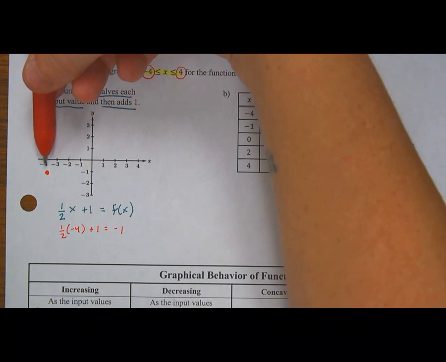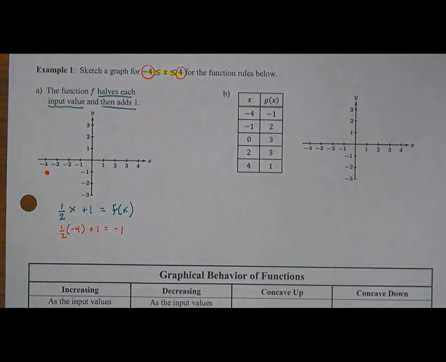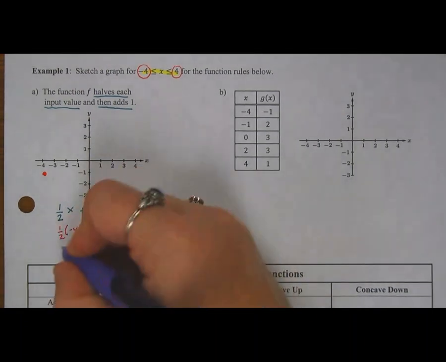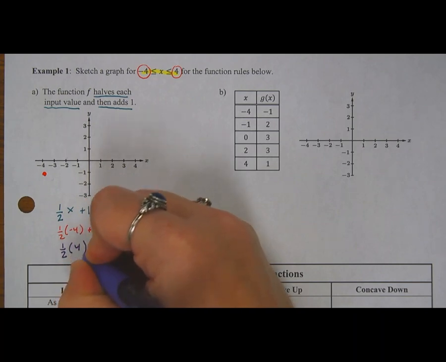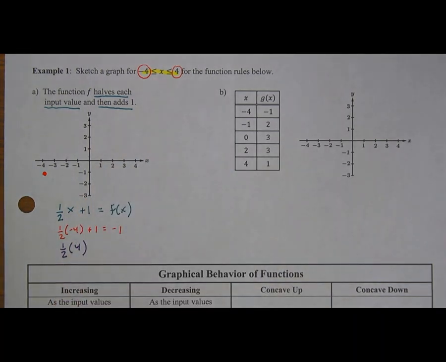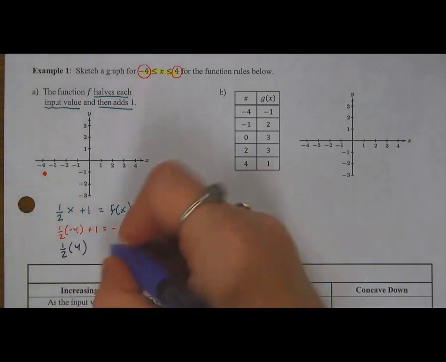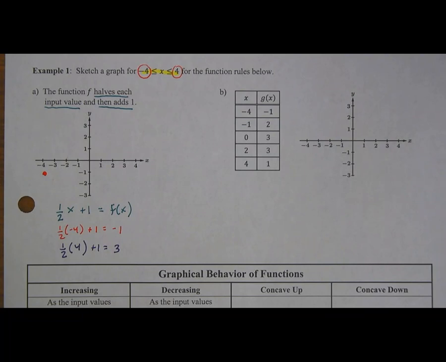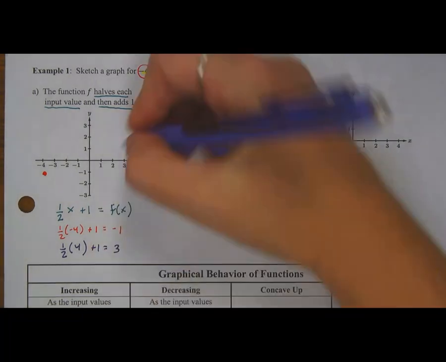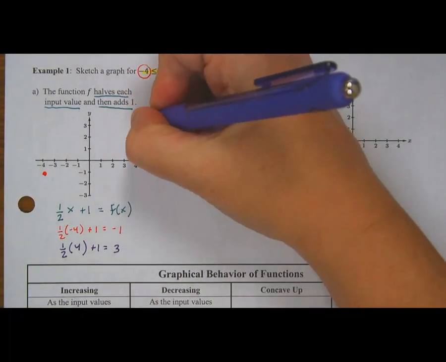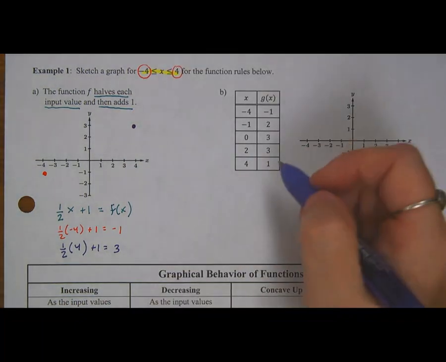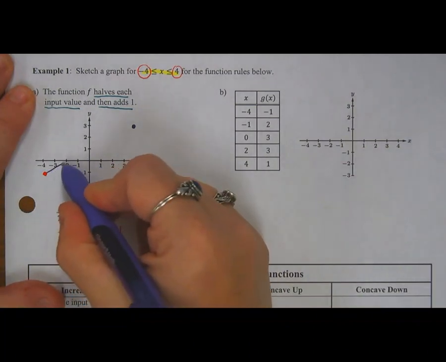So graph. Now let's use 4 as our input value. Essentially, let's plug in 4. And I'm not a teacher that's going to make you show work. So if you know, hey, half of 4 is 2 and 2 plus 1 is 3, and you just want to graph the point, fantastic. But if your input is 4, your output is 3, that creates the ordered pair 4, 3. And then you can just connect the dots. This is a linear function.